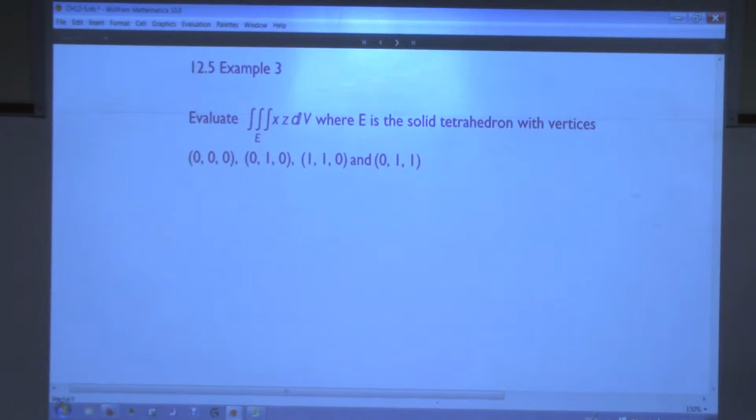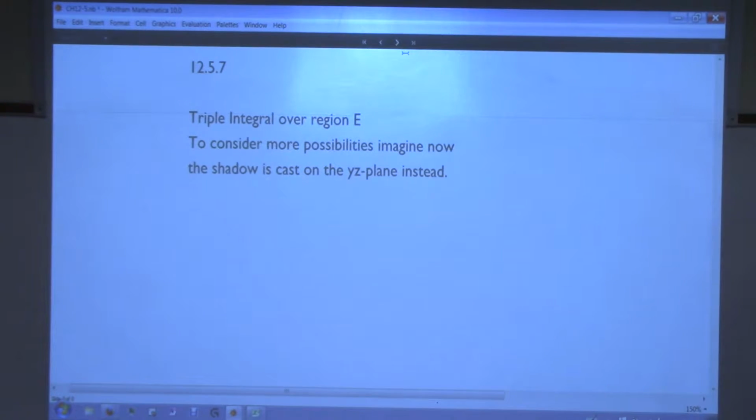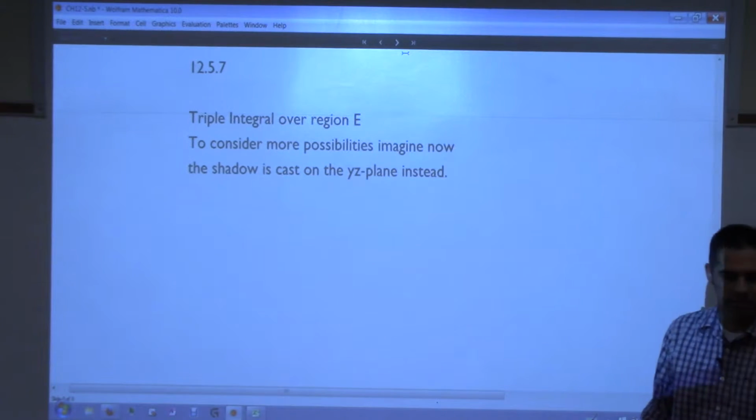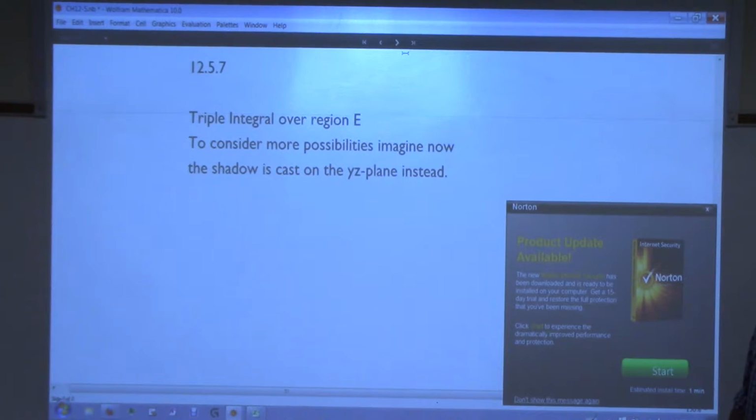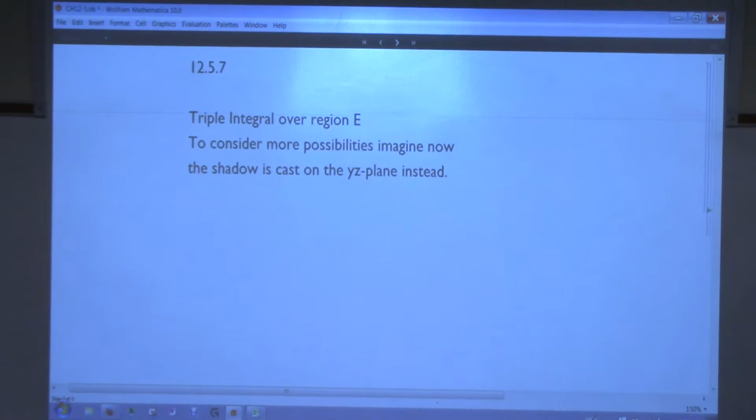What's next? Everything we've done was a solid with the shadow cast on the xy plane. Why did we do it on the xy plane? No one told us, I mean, no one says it has to be that way, right?